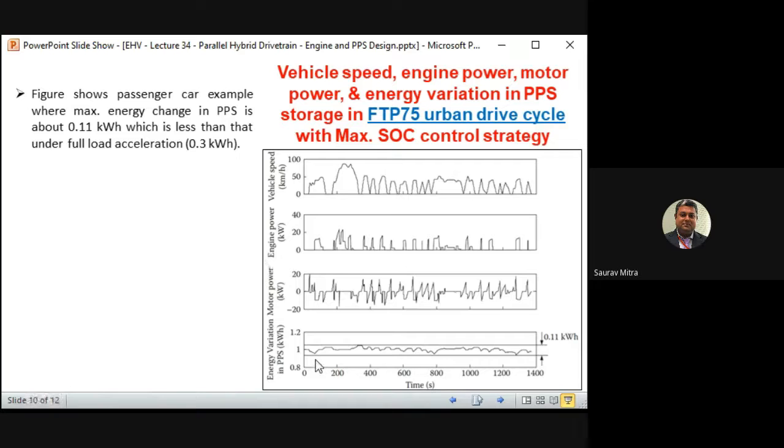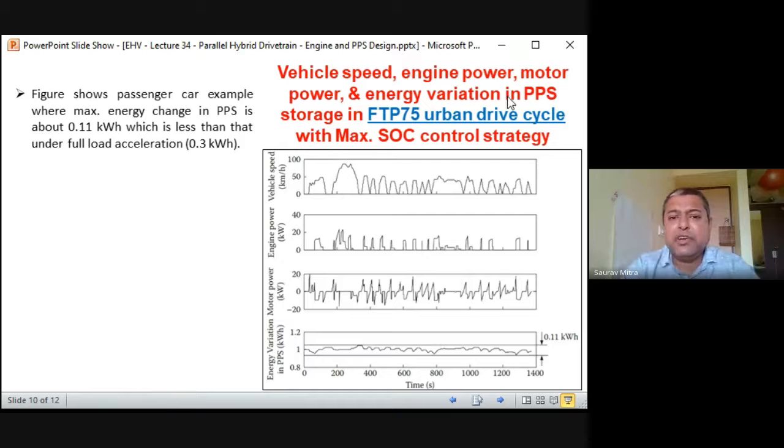Okay, and here we are finding that within the city we require around 0.11 kilowatt hour. That means it is very much possible for the PPS of this vehicle to supply. So this 0.11 kilowatt hour is actually less than 0.3. This is what they want to mean. So the figure shows the passenger car example where the maximum energy change in the PPS is about 0.11 kilowatt hour, which is less than the full load acceleration 0.3 kilowatt hour. So 0.3 kilowatt hour tested how much maximum power the PPS can supply, and we found that 0.3 is quite greater than 0.11.